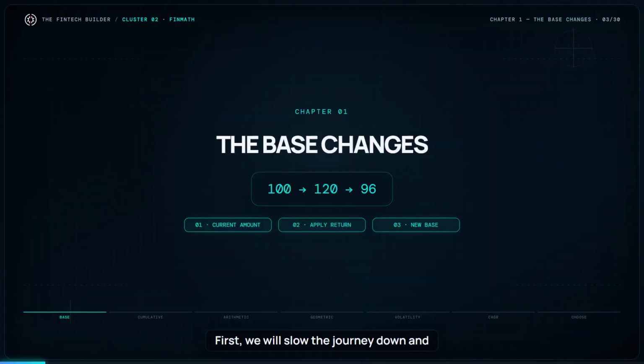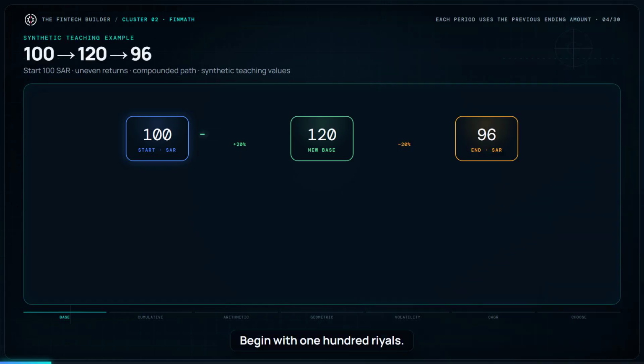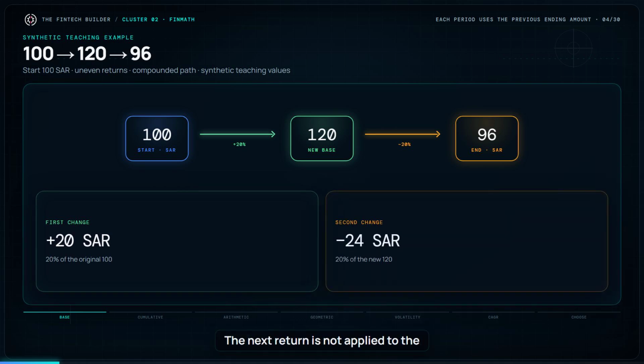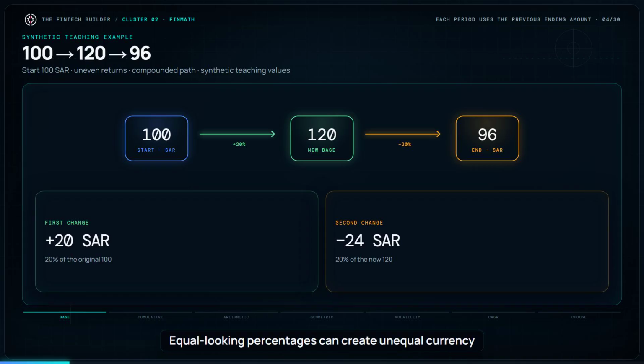First, we will slow the journey down and see why the second return is applied to a different amount from the first. Begin with 100 reals. A 20% gain adds 20, so the new value is 120. Now the base changes. The next return is not applied to the original 100. It is applied to the current 120. A 20% loss from 120 removes 24. That leaves 96. Equal looking percentages can create unequal currency changes because they are applied to different bases.